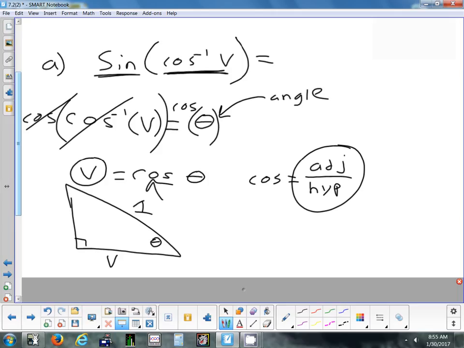So now this picture is a drawing of what I put that box around. Now, I want the sine of that picture. What is sine? Sine's not adjacent over hypotenuse. Sine is opposite over hypotenuse. The only thing is, do I know the opposite side right now? No, but it's a right triangle and I know two of the sides, so I can use the Pythagorean Theorem to find the third side. It's not going to be a number. It's going to be something with a v in it.